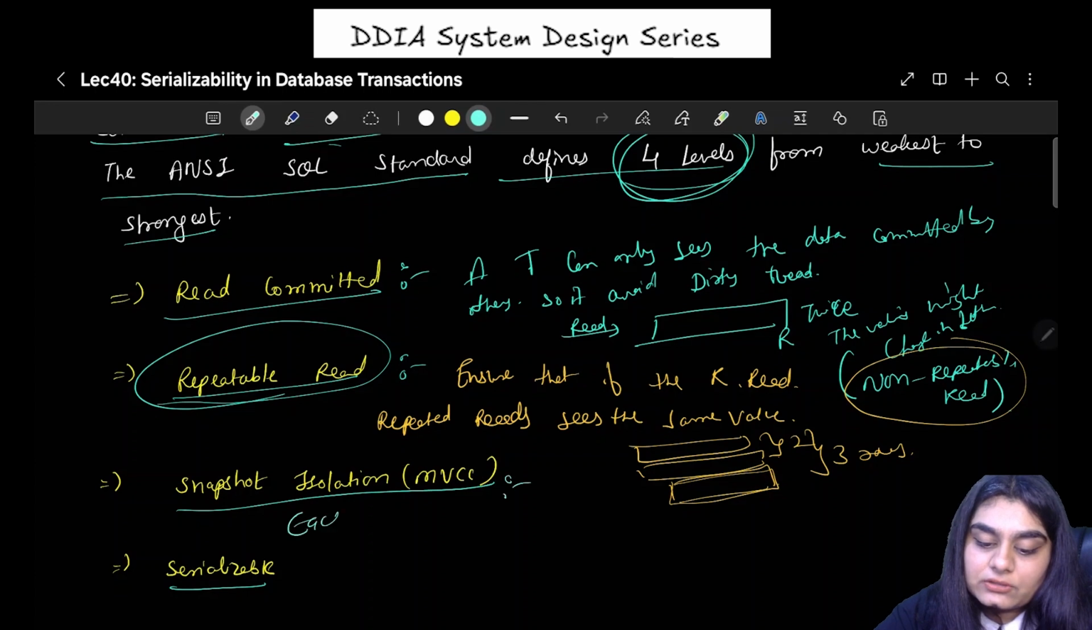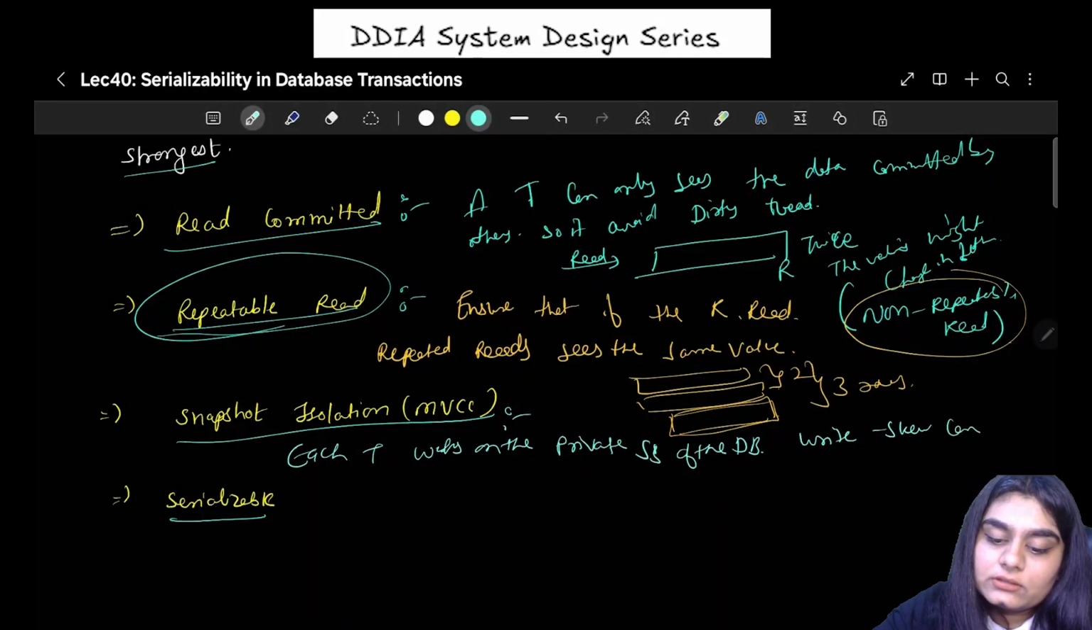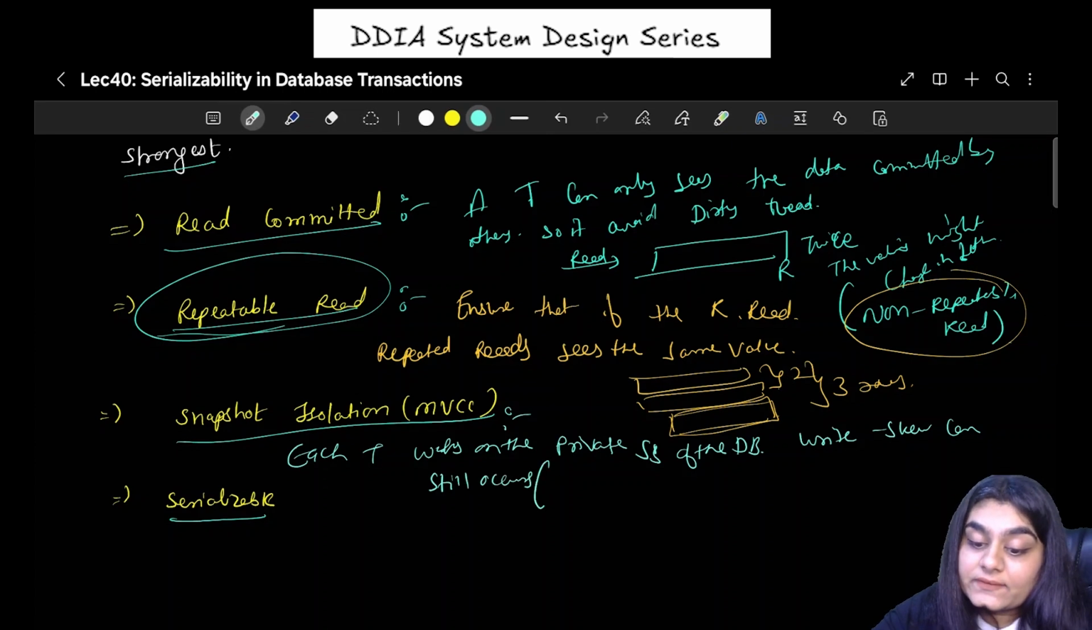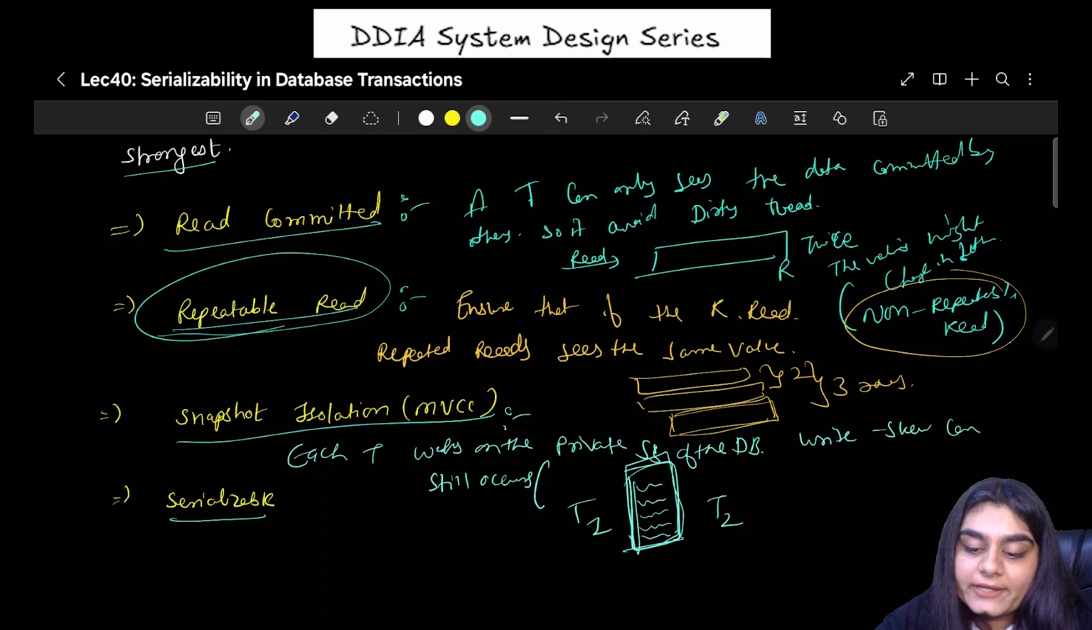In this, each transaction works on a private snapshot of the database. Now, this avoids most of the anomalies with good performance, but subtle issues like write skew can still occur. That is, two transactions update different parts of the constraint in a way that only a serial order would have caught. That is, suppose there is a common shared document and T1 is just updating the bottom part of the document and T2 is trying to update the top part of the document.